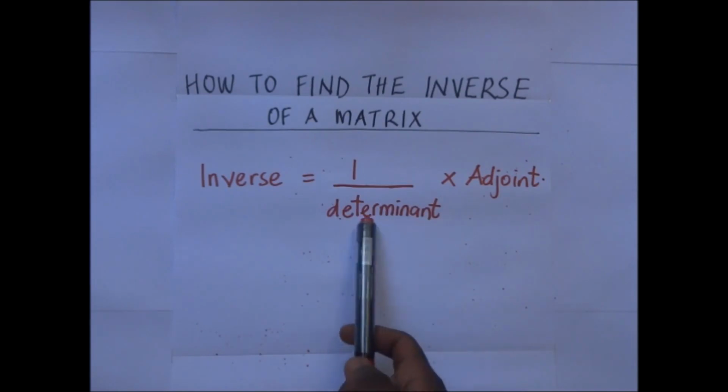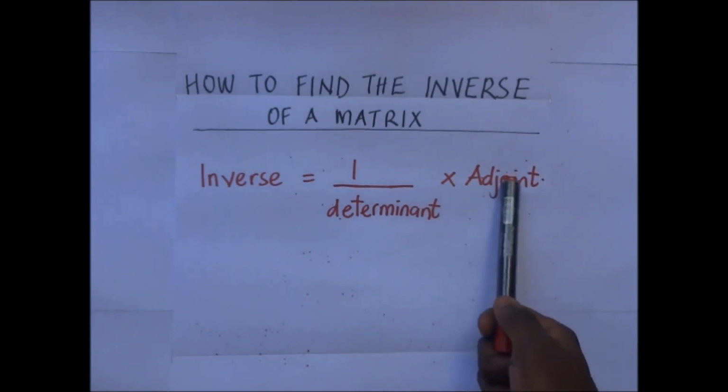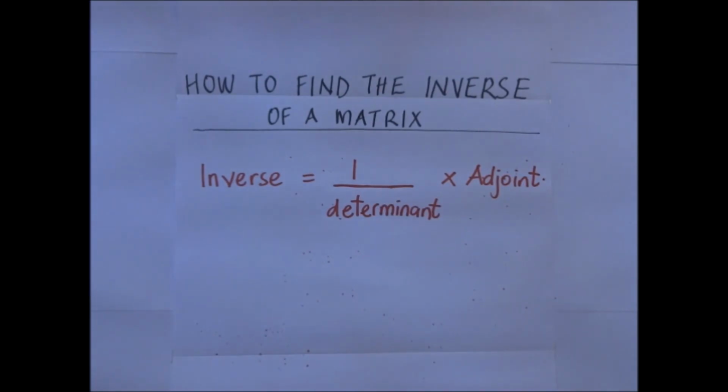So we have just learned how to find the determinant of the matrix. We've also learned how to find the adjoint of the matrix. Now that we know how to find the determinant and the adjoint of the matrix, it means we can now find the inverse of a matrix. Let's do a few examples as well.